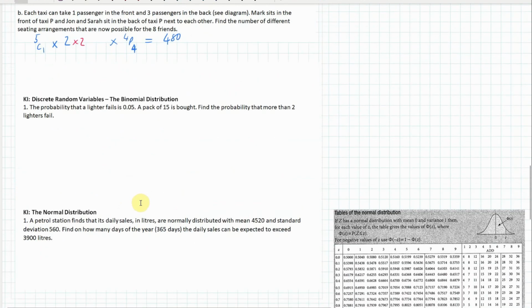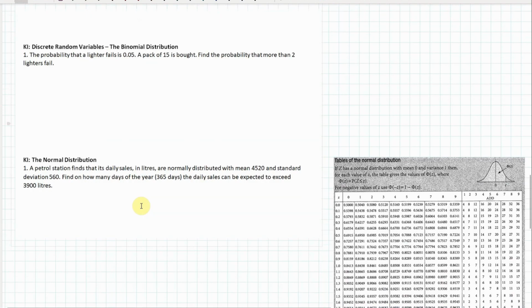Okay, our favourite discrete random variables, binomial distribution. The probability that a lighter fails is 0.05. A pack of 15 is bought. Find the probability that more than 2 lighters fail.